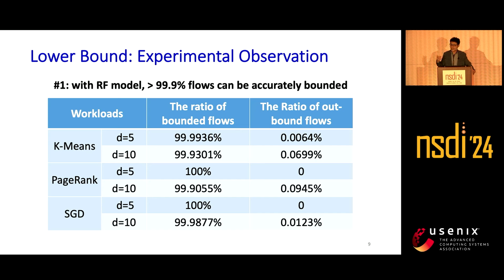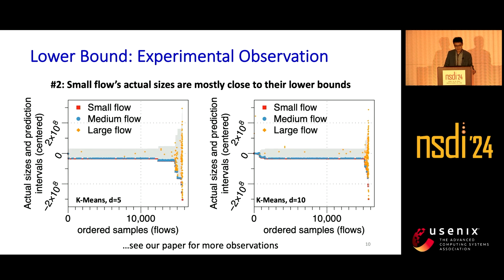We again use the 3 workloads, and we find that over 99.9% of the flows can be accurately bounded. We further give an intuitive visual feeling for these intervals. From this figure, we can find that for the small flows, denoted as the red rectangular points, their actual sizes are mostly close to their lower bounds.